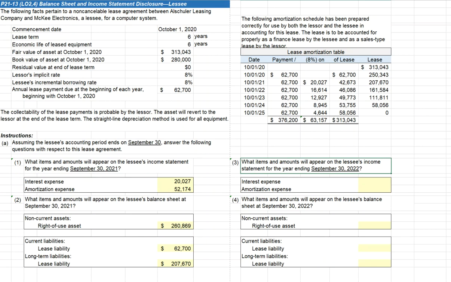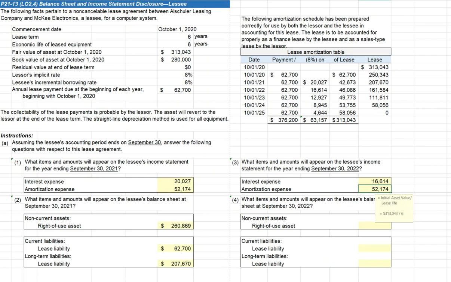Again, we're going to have interest expense and amortization expense. Our interest expense, once again, comes from our lease amortization table. It's essentially the $207,670 carrying value times 8% interest. The amortization expense for the year is the same as the prior year. It's the initial asset value spread over 6 years.